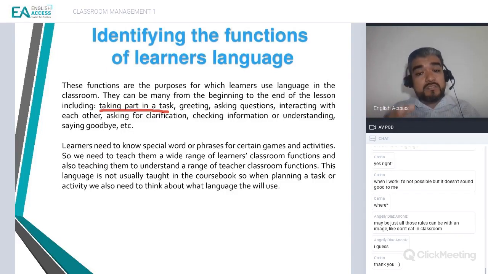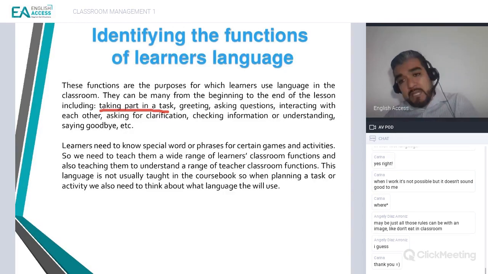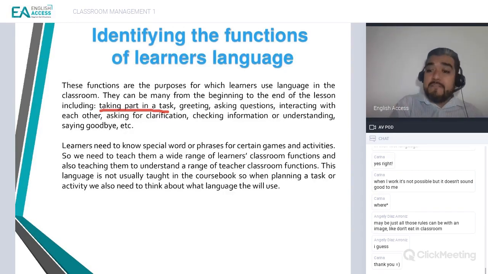Learners need to know special words or phrases for certain games and activities. It is important that as a teacher, when you are going to play a game or give an activity, you provide the students with the language they're going to need. You provide them with examples. That is going to save a lot of time and a lot of problems, right?